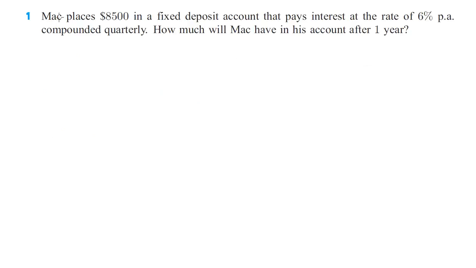All right, our next number 1. Mac places $8,500 in a fixed deposit account that pays interest at a rate of 6%, compounded quarterly. So this is a little different than the other ones. How much will Mac have in his account after 1 year?